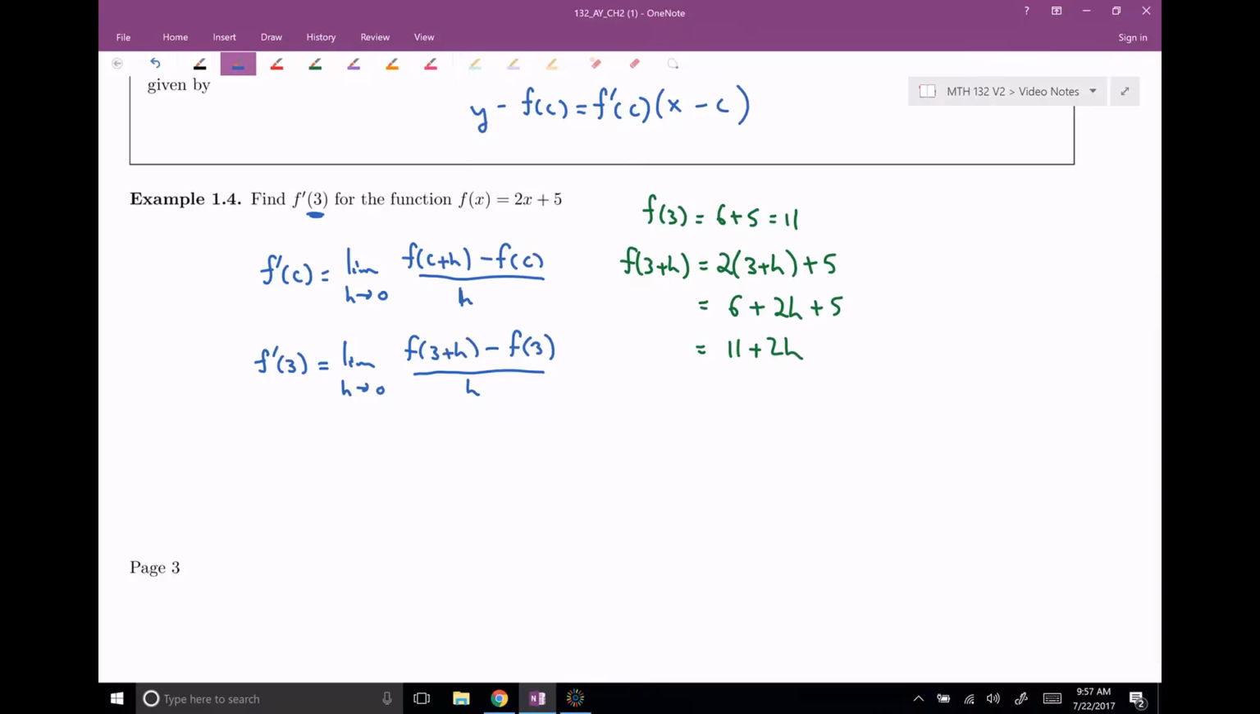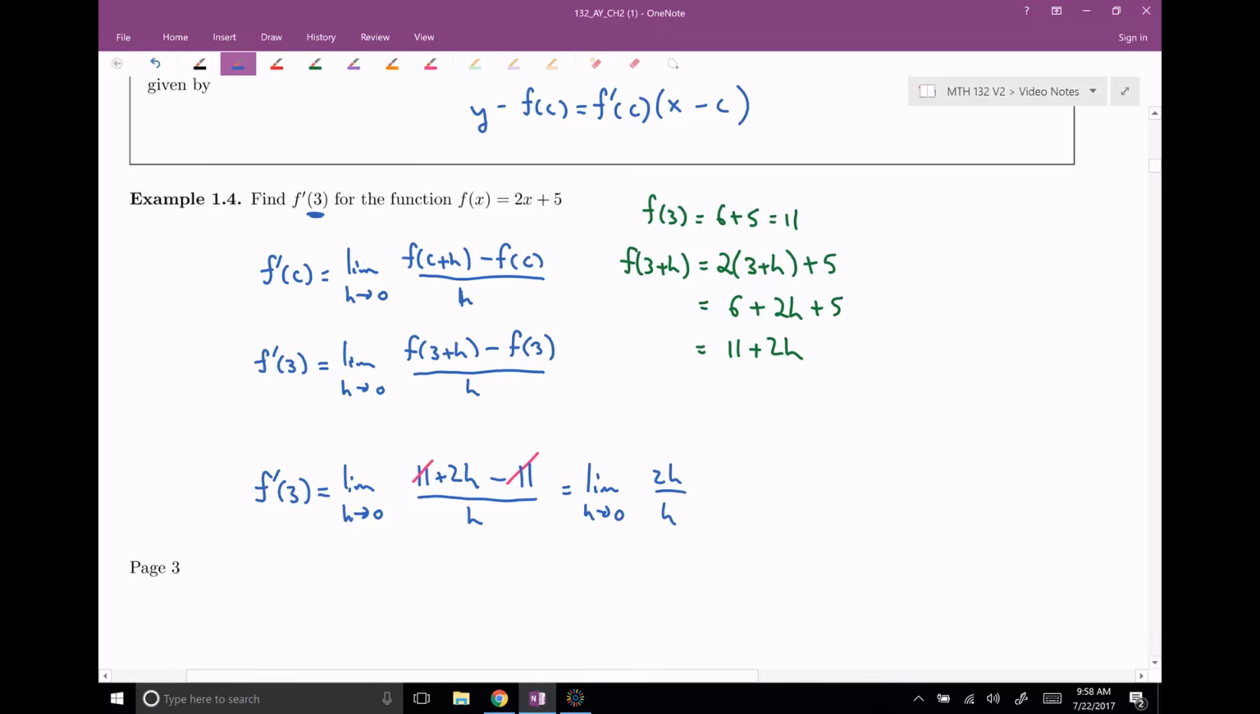All right. Now that I have those values, let me go ahead and plug them in. So again, the derivative at 3 is going to be equal to the limit as h goes to 0. And now instead of f of 3 plus h, I'm going to plug in 11 plus 2h. And then I need to subtract away f of 3. f of 3 was 11. All of this divided by h. And so now we can see this plus 11, this minus 11 cancel out. And so I'm left with the limit as h goes to 0 of 2h divided by h.